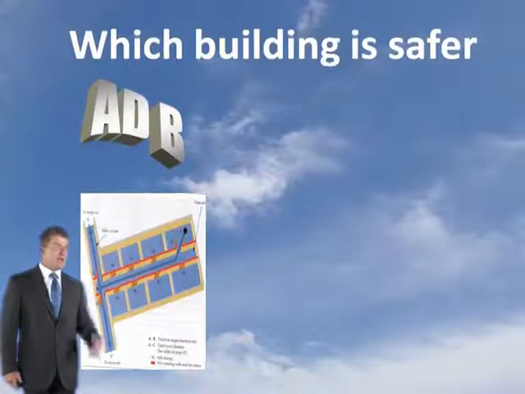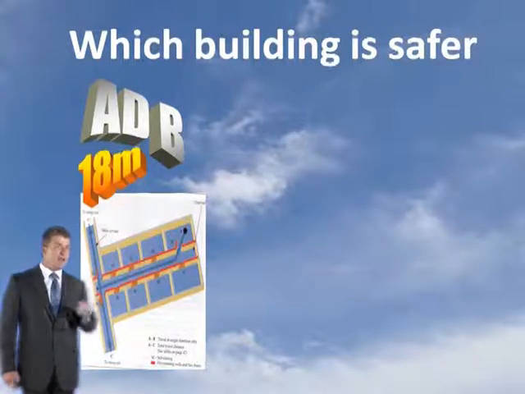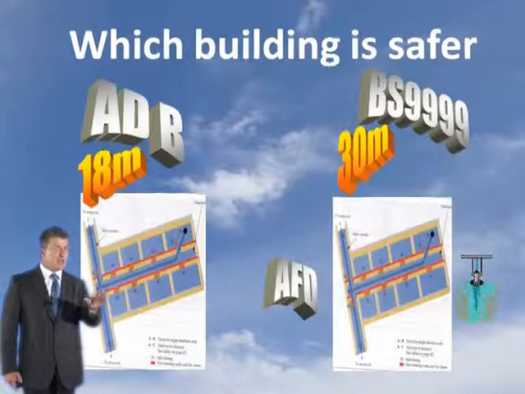Now I can ask you a question based on what I've taught you. Which building's safer? I've got a building built to ADB with an 18 metre travel distance, dead end, with fire doors that are 50% reliable and not wedged open. I've got BS 9999, I've got a 30 metre dead end, it's got some early warning and sprinklers, and it's fully protected. Which is a safer building? Well, I'll tell you what, with the sprinklers in there and some early warning, I think BS 9999 is a safer building.